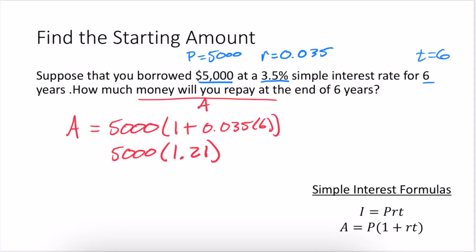And so when I multiply those together, I get 6,050. And so my amount that I'll need to repay at the end of the 6 years will be $6,050.